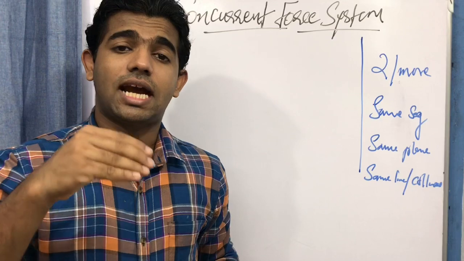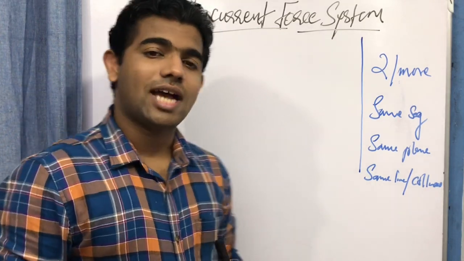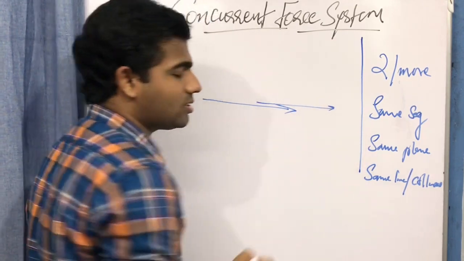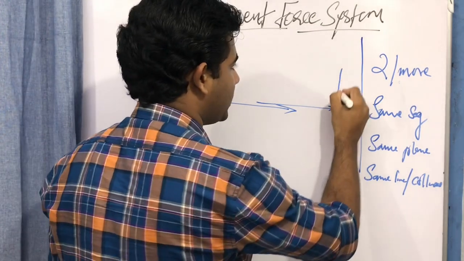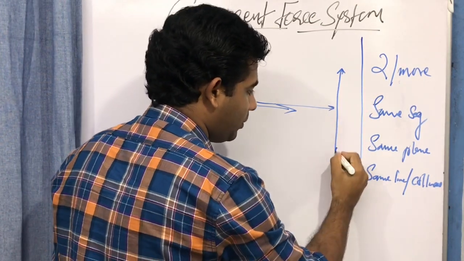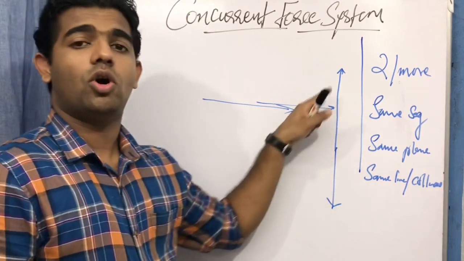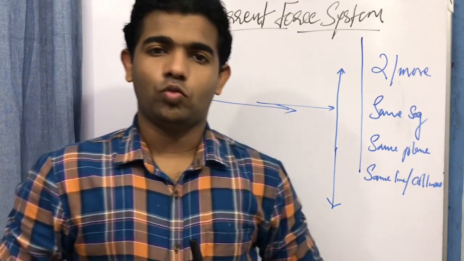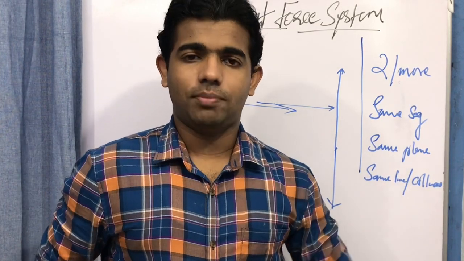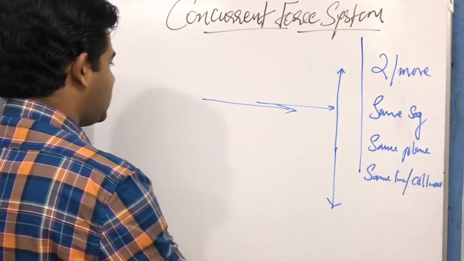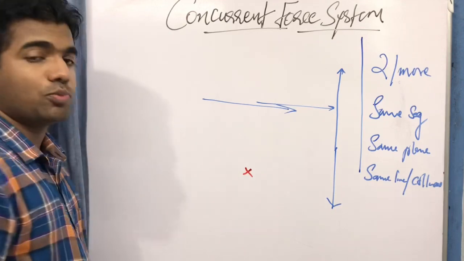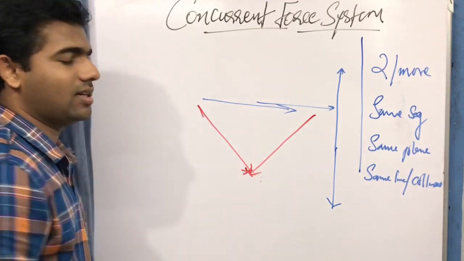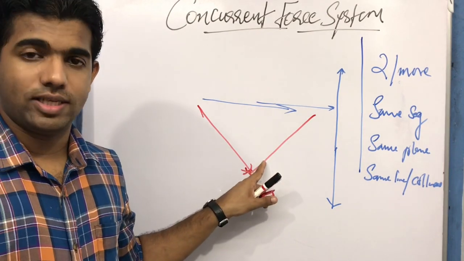Now what is a concurrent force system? Can you always assume in your human body that forces will pass exactly in a straight line like this? Can you always imagine that when there is a force upward, there will definitely be a force downward? Is this the scenario always? Absolutely no. In the human body, there are scenarios in which two or more forces acting on the body, for example, this is our reference point, will act at some angle to each other.